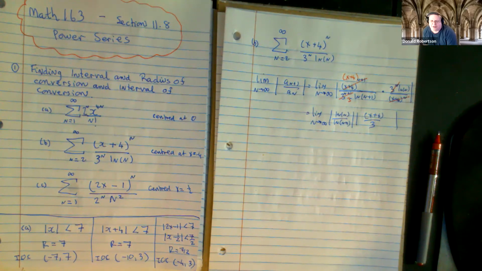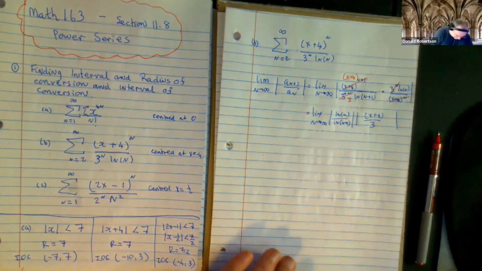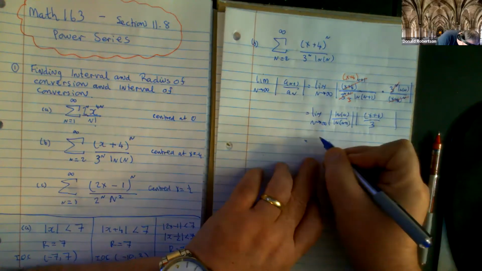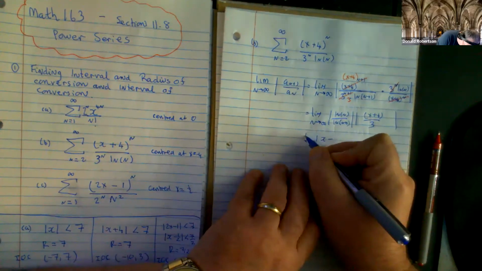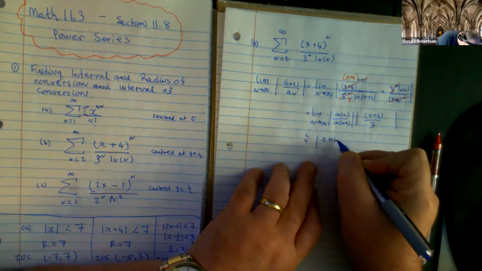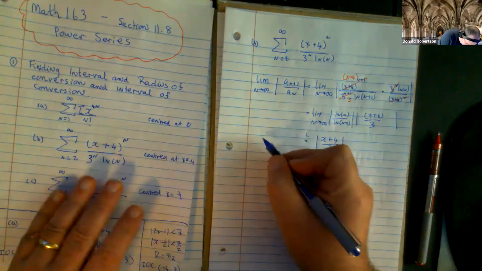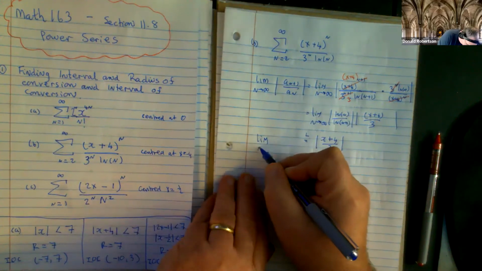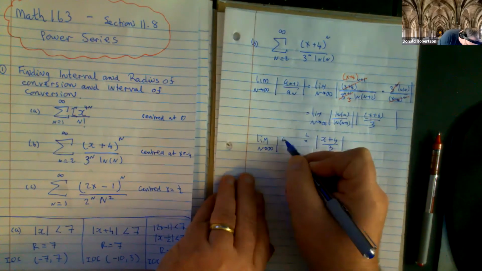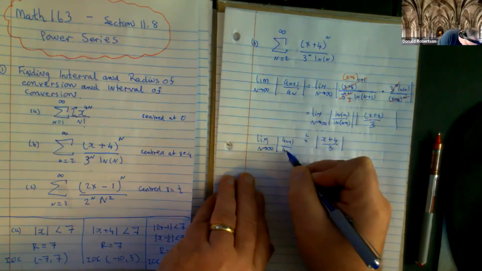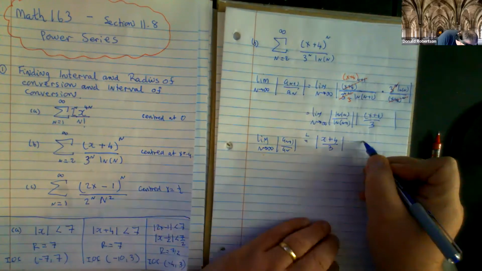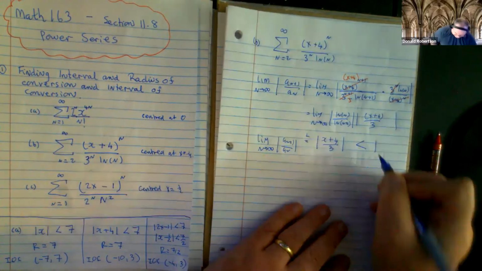You'd have to do L'Hopital twice, but trust me, it works. So I'm going to save some time and assume that we've done that. Just put a little L to pretend that I've done the whole thing, and we get that. So we now know, according to the ratio test, that the limit of the ratio is equal to that, and it's going to converge when it's less than 1.